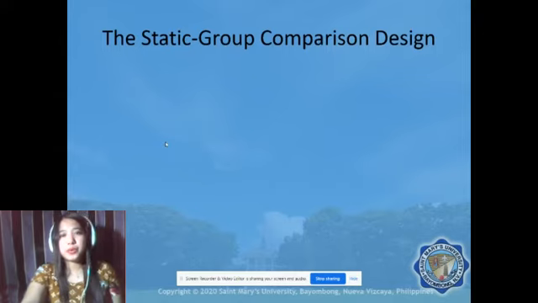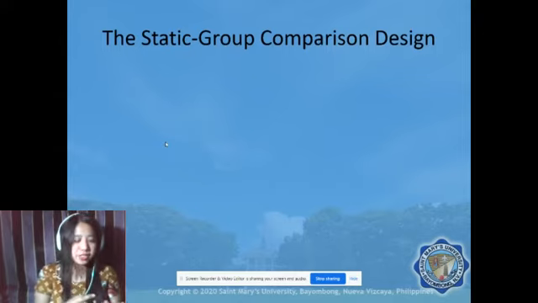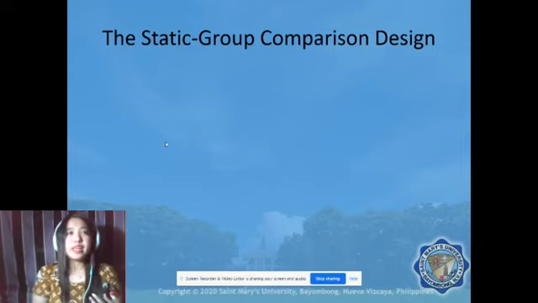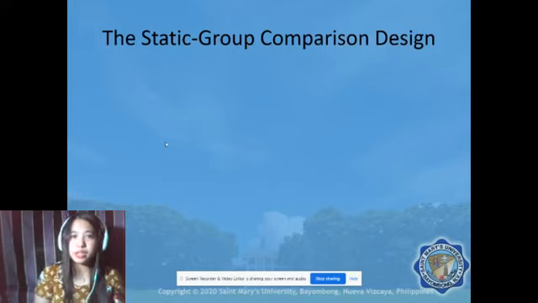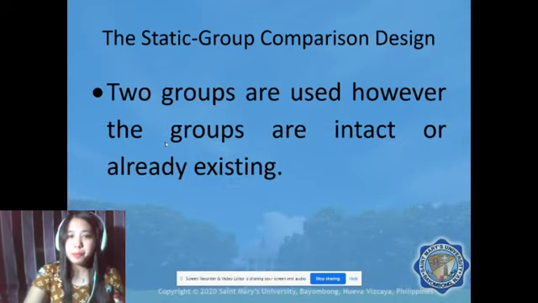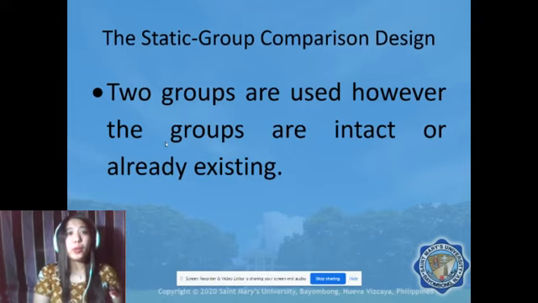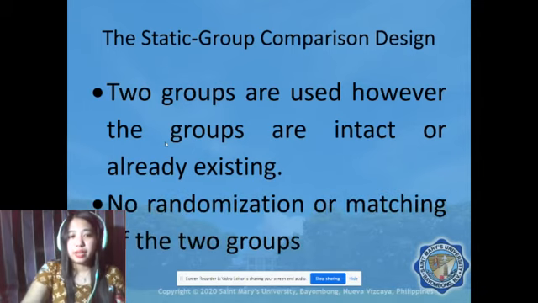Okay, next, the static group comparison design. For the first two designs, we only considered one group, a single subject design. However, in the first one there is no pretest, and in the second one there is a pretest and the post-test. While the static group comparison design already involves two groups, so it consists of two groups. However, it is called static because the groups are intact or already existing. So there is no randomization or matching of the two groups.